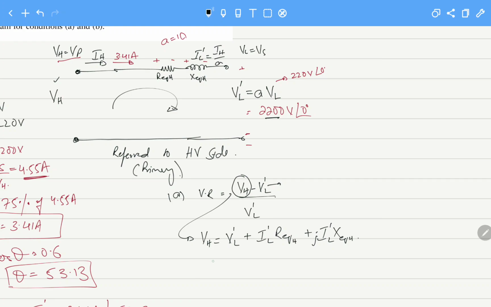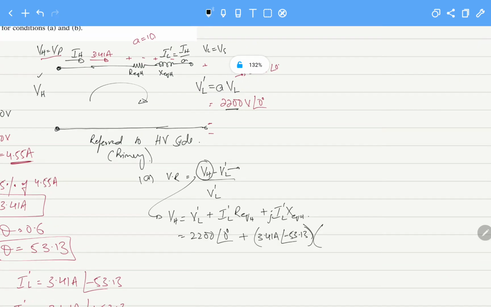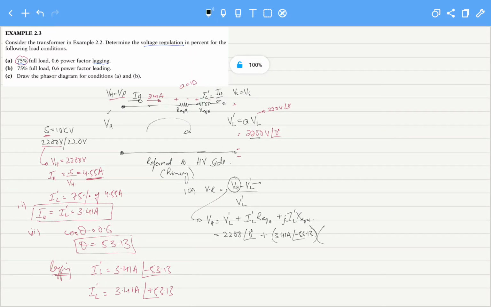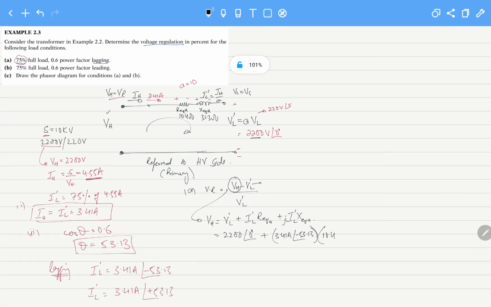So let's see, V dash L is 2200. This is our reference. I dash L, we are considering for the lagging load. We have calculated 3.41 ampere at angle minus 53.13, multiplied by R equivalent. What's the R equivalent here? We have calculated in the previous example. So it was 10.4 and 31.3 ohms. So here we will have 10.4 ohms.